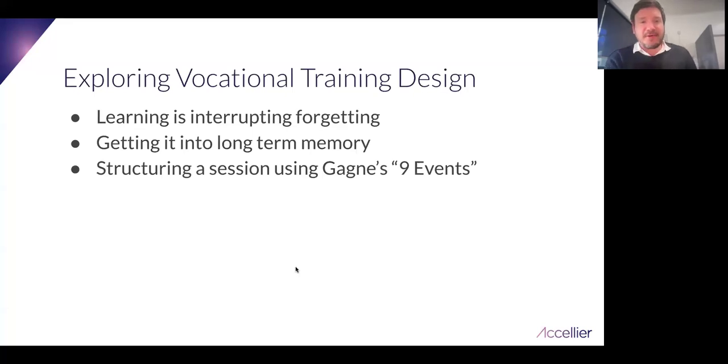So here's our review of today. We talked about learning being this process of going from our sensory memory into short-term memory and then into long-term memory. And that we need to be able to get it back out of long-term memory and retrieve it and use it and practice it for it to sort of stick, to stay as long-term memory. So it's that process of interrupting forgetting, because if we don't do that, the forgetting will happen. That's just the way our brains work. And then we looked at an example of structuring a session using Gagné's 9 events.